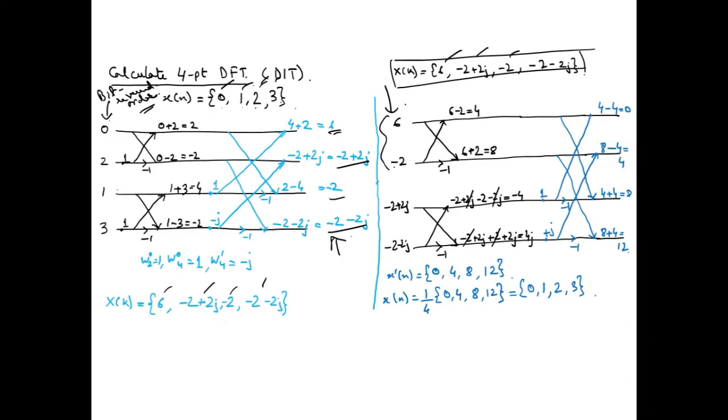But the same architecture can be used for the inverse transform also. Method is same. So you have to remember in DIT FFT, input is in bit reverse order. Okay. And the second thing, whatever twiddle factors you will be using, they will be conjugate.